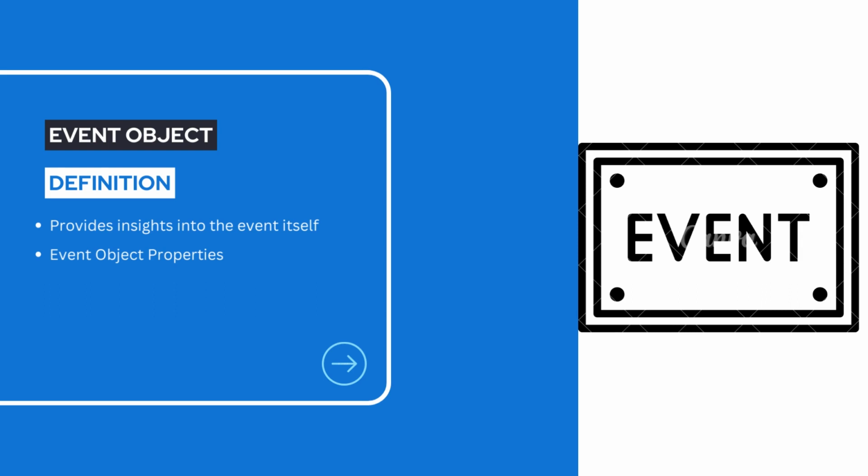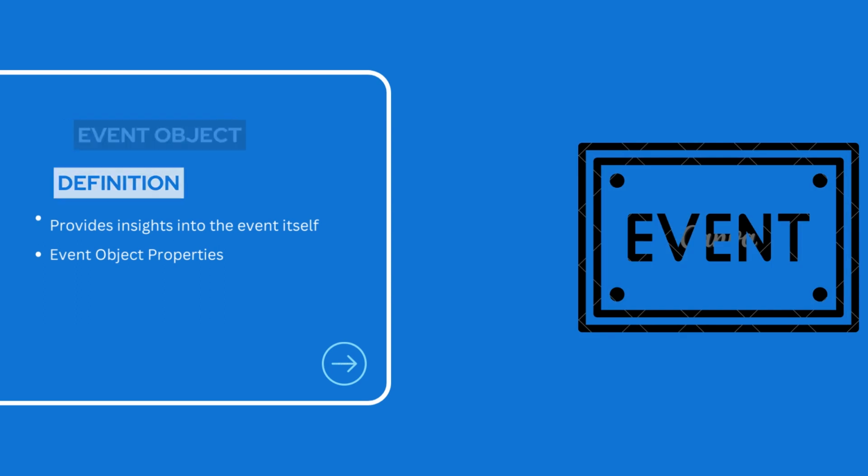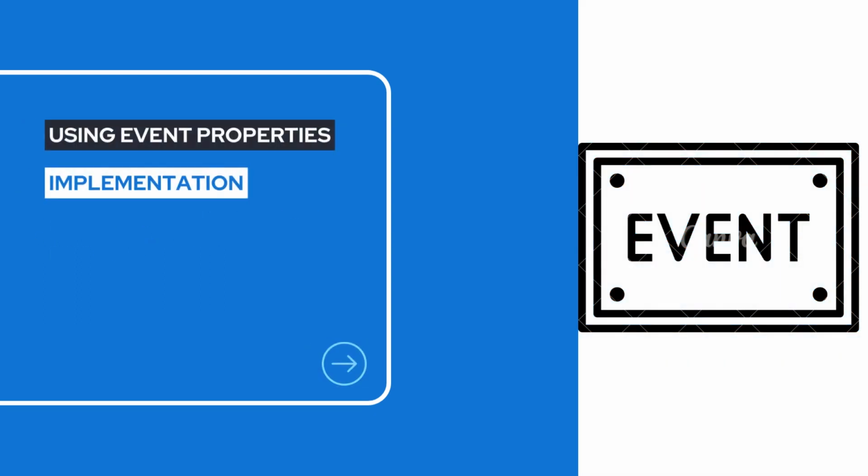The properties of the event object vary depending on the type of the event you are handling. If you are dealing with a keyboard event, you can access the pressed key using the event.key property. Similarly, for a mouse event, you can grab the mouse coordinates with event.clientX and event.clientY. Now let's see an example of using event properties.